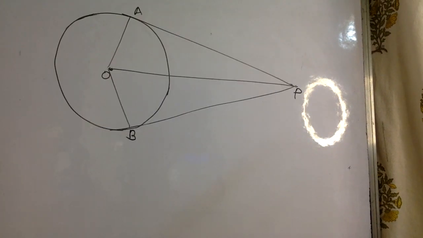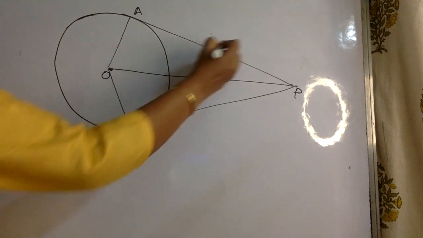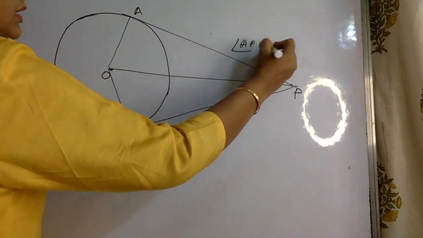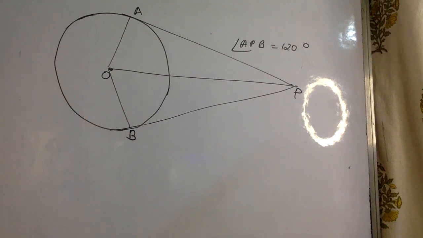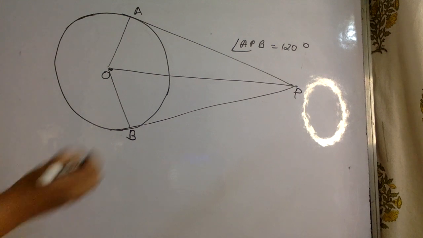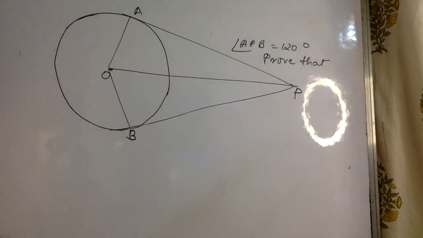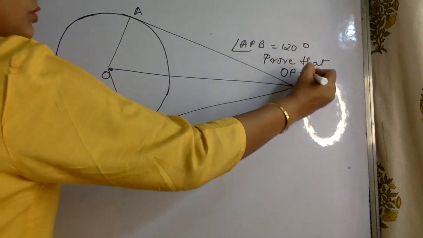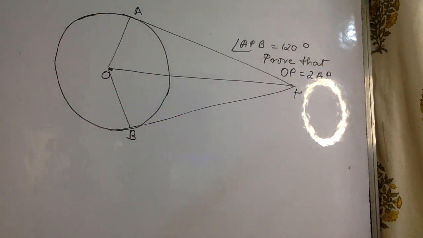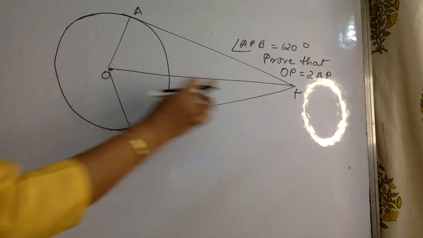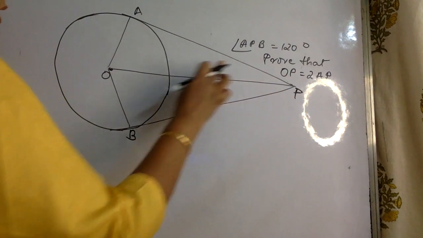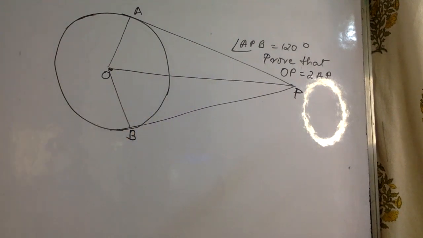Now angle APB is equal to 120 degrees. They have told angle APB is equal to 120 degrees. So this is our next sum, and you have to prove that OP is equal to twice AP. OP is equal to 2 times AP. Here is AP, this tangent is AP and OP is this line. So we have to prove OP is 2 times AP.